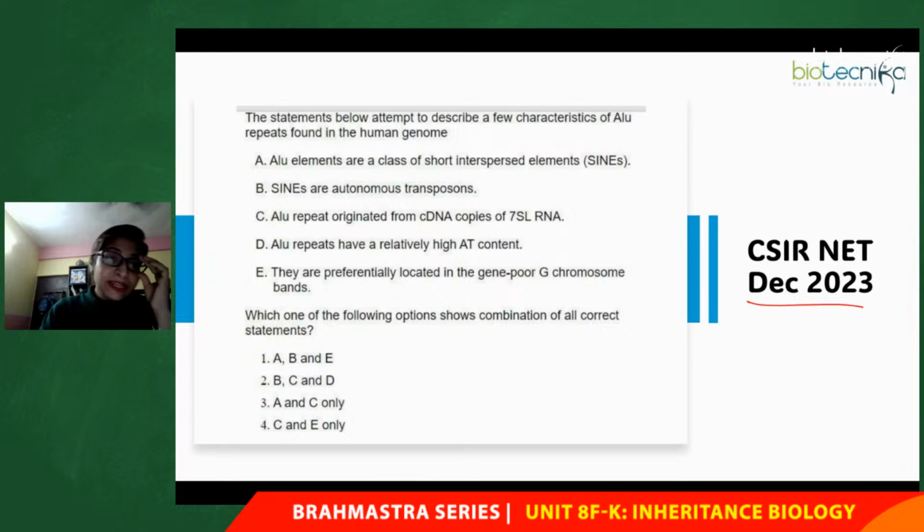Okay, so the statements below attempt to describe a few characteristics of ALU repeat which is found in the human gene. So ALU elements are a class of short interspersed elements. That is true. Okay, so ALU is an example of SINE, right? Now SINEs are autonomous transposon is wrong. SINEs are short interspersed nuclear elements.